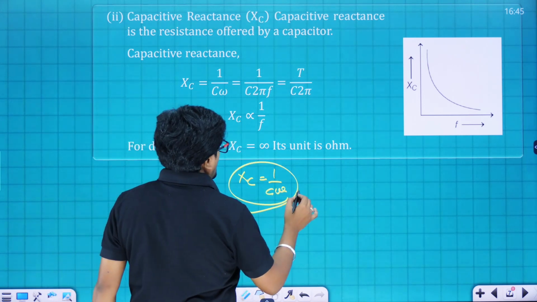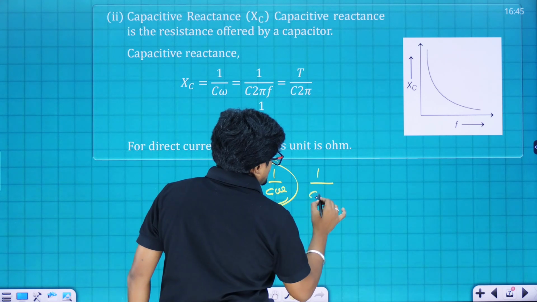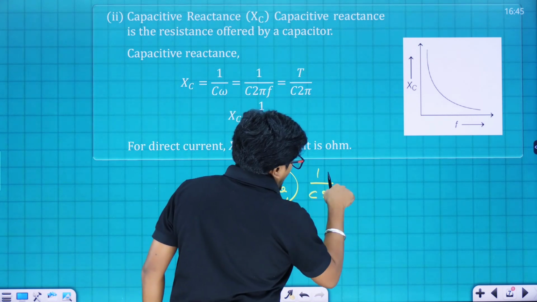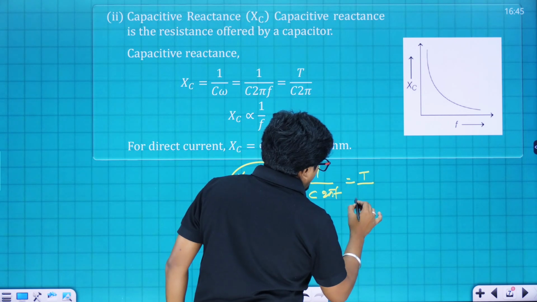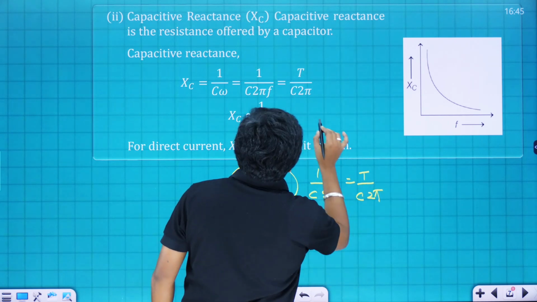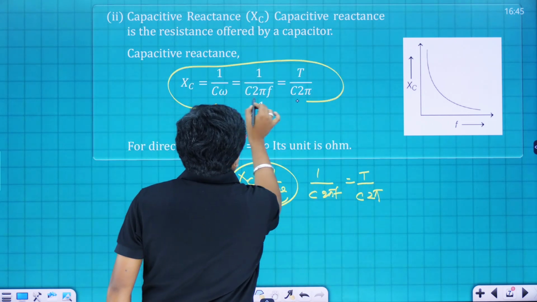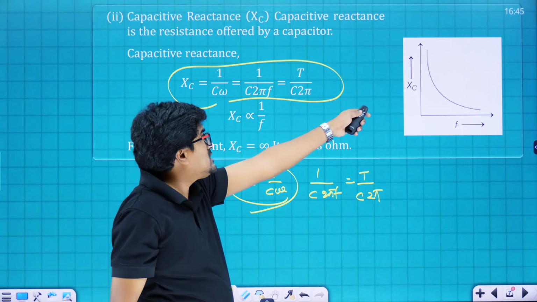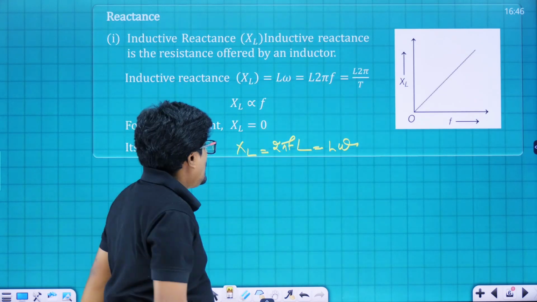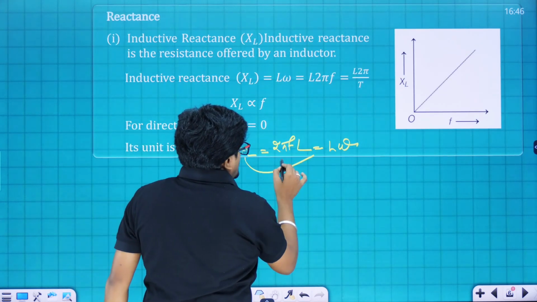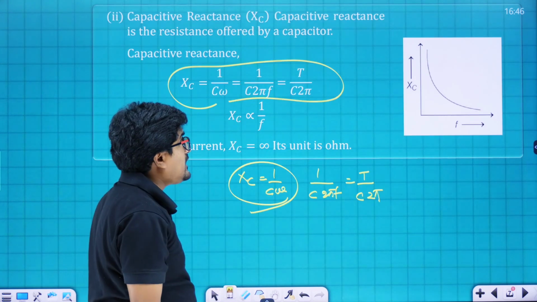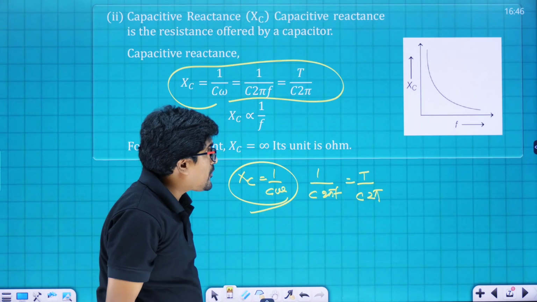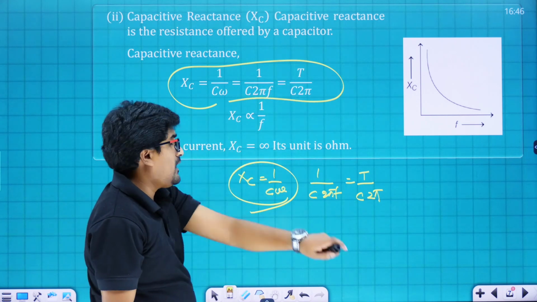Omega can be represented as what? Omega can be represented as 2 pi F, and 1 by F is capital T. All right, so here this is capital T into C into 2 pi. So capacitive reactance, the graphical variation: in this case you can see XL is directly proportional to F, so that's why it's a straight line, and here XC is inversely proportional to F. That is why it is a hyperbola there.